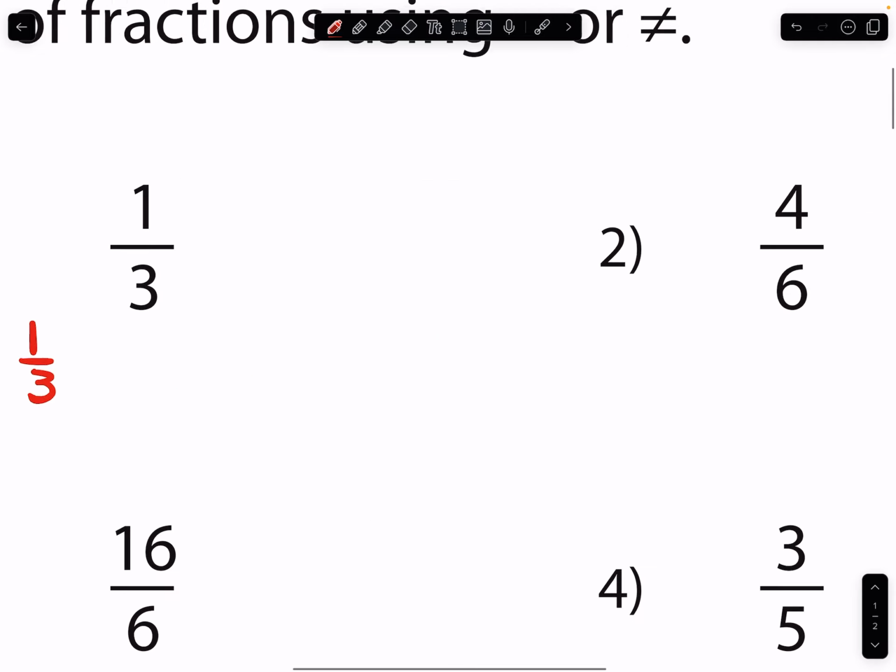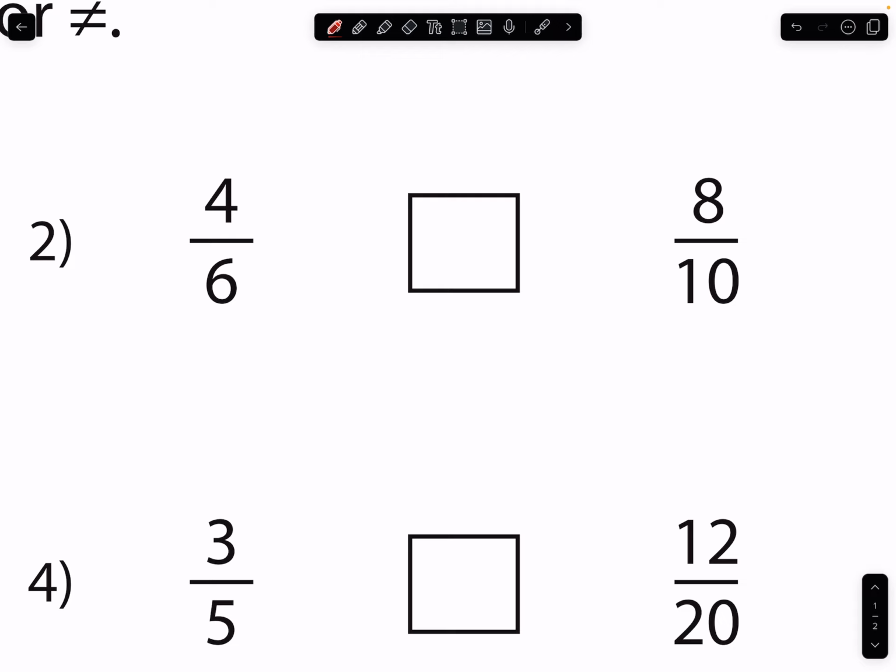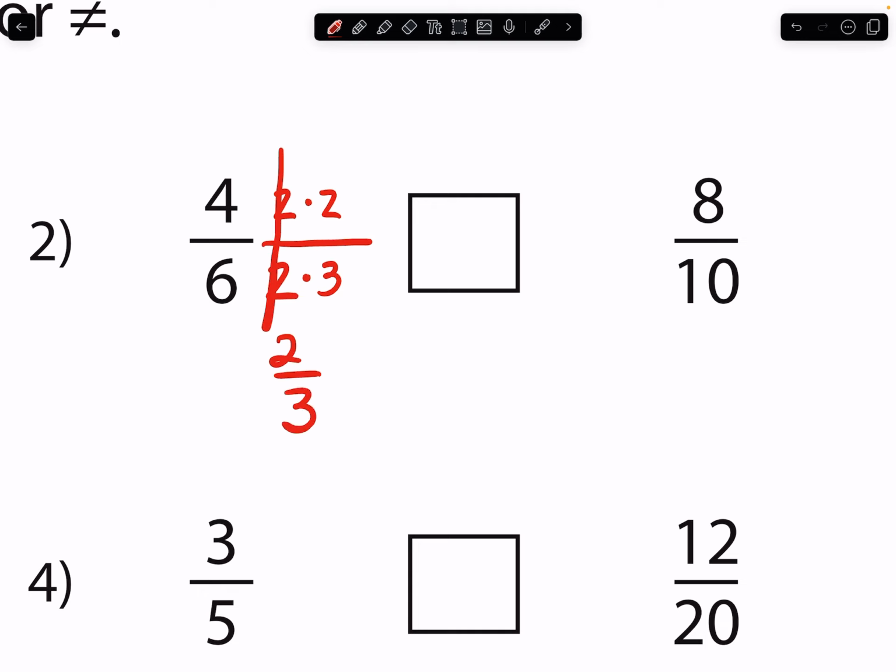Let's go to number 2. We're still going to break these into the highest number that we can divide them by. So what do these two numbers, the numerator and the denominator, both have in common? Well, they're count by 2 numbers, so I'm going to put a 2 and a 2. 2 times 2, 2 times 3. These two cancel. You're left with 2/3 on this side.